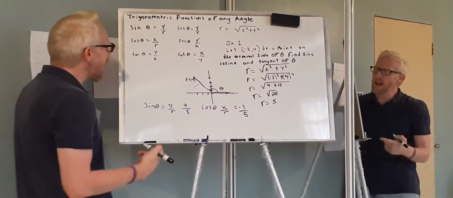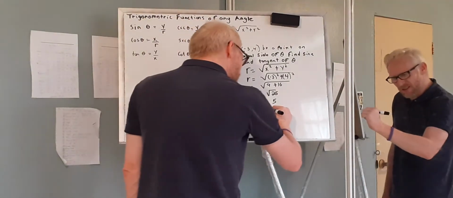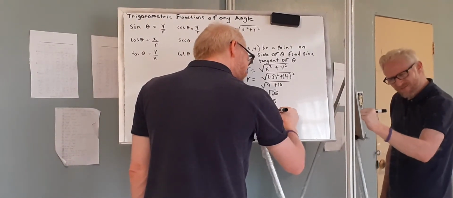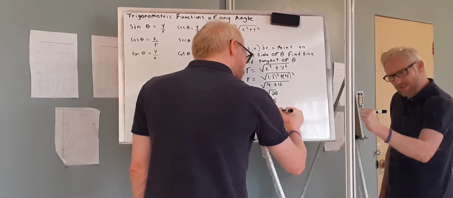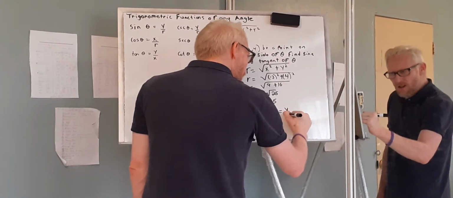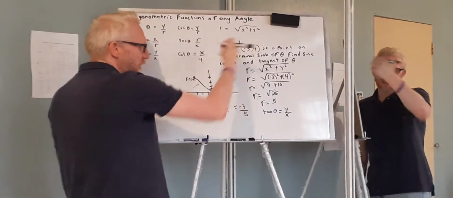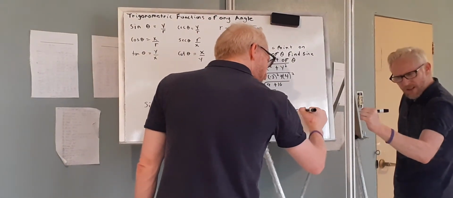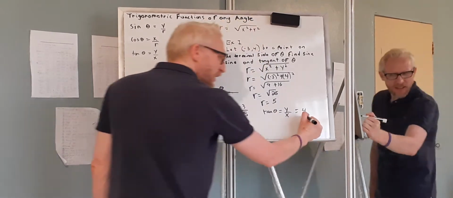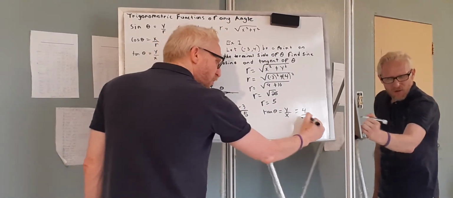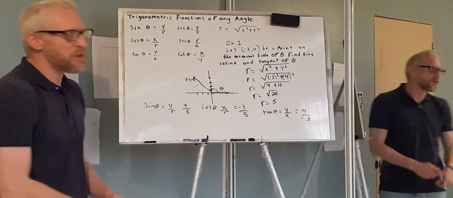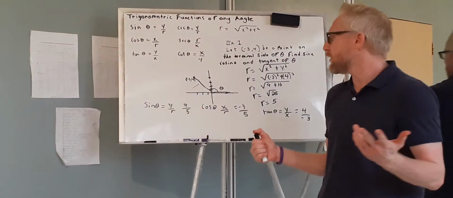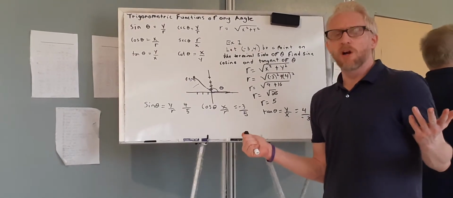The tangent is y over x, where y, of course, is the 4 from the point, and the x is the -3. So the tangent of z is 4 over -3. And that's it. That's the example. I mean, there's not really anything too complicated about that.